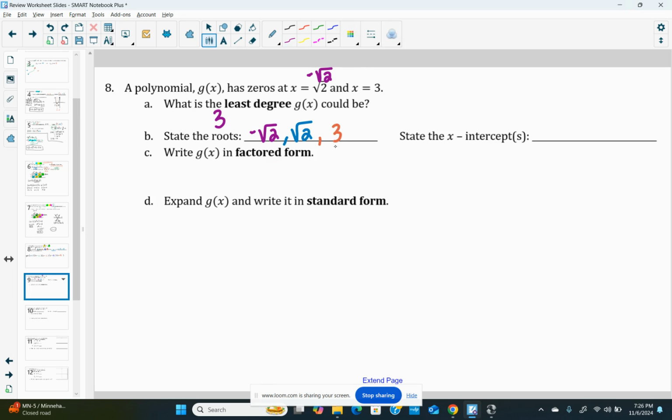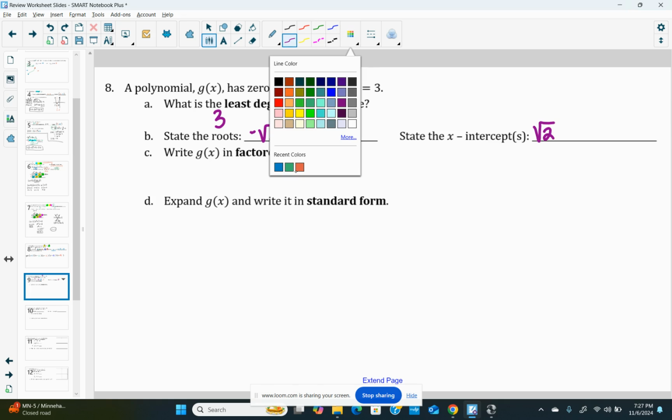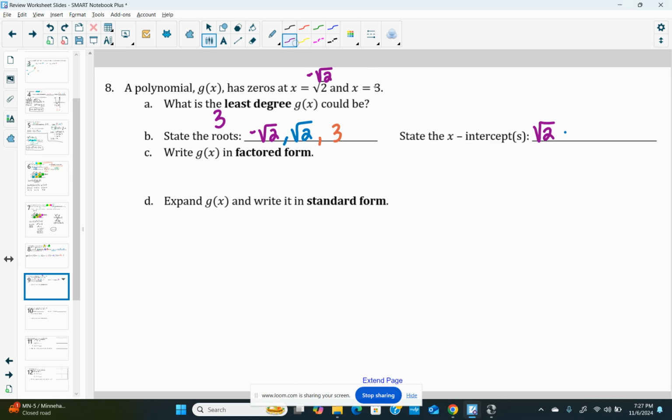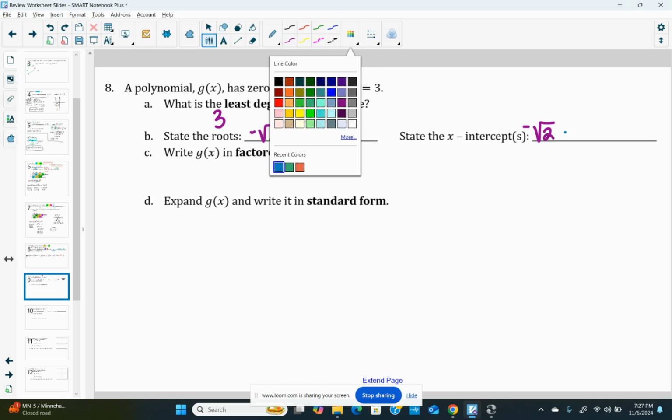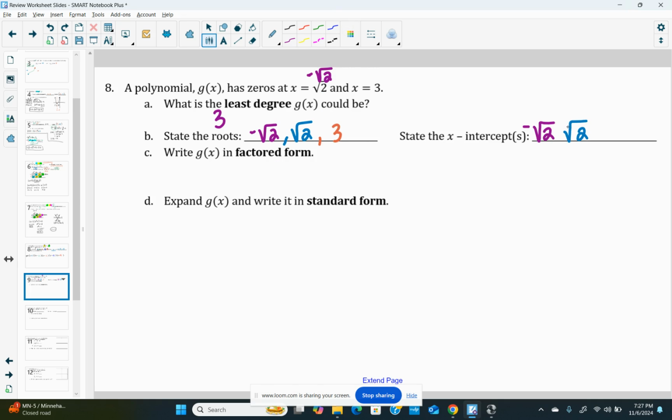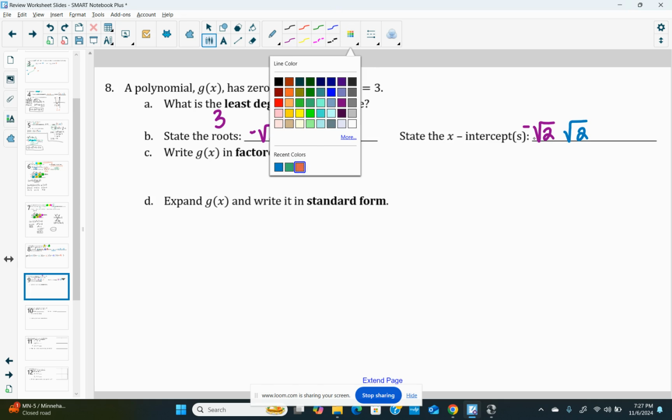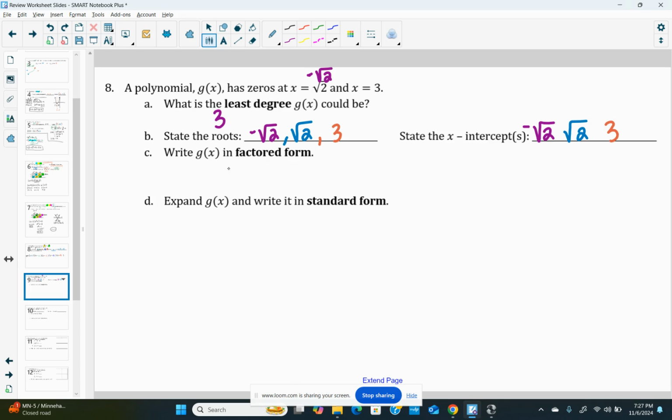and then 3. The x-intercepts, all of those would be x-intercepts because they're all real. So square root 2, negative square root 2. Oops, I guess the purple one was negative square root 2. So negative square root 2, square root 2, and then 3. All of those are real, so all of them are x-intercepts.